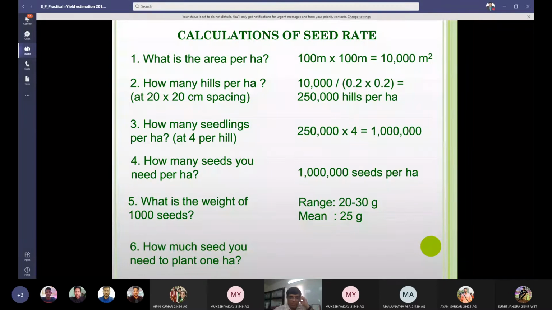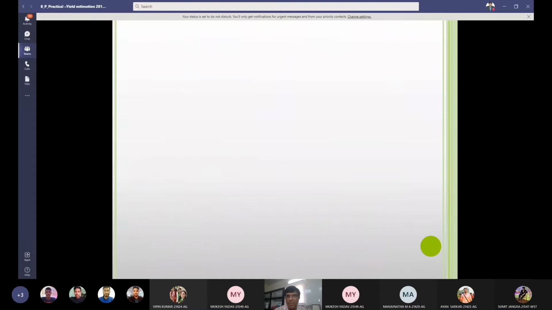Now see how much seed you need to plant 1 hectare. It is 1 million divided by 1,000. This was in gram, and you can convert it into kilogram. Incidentally, it comes out to be 25 kg. 25 kg is the seed requirement for the nursery that can plant 1 hectare area.